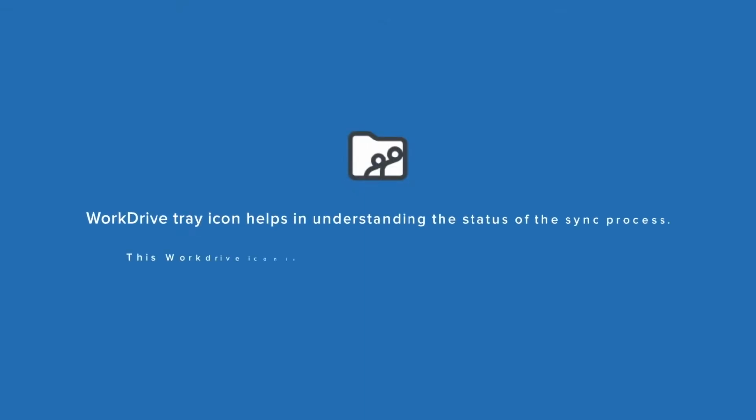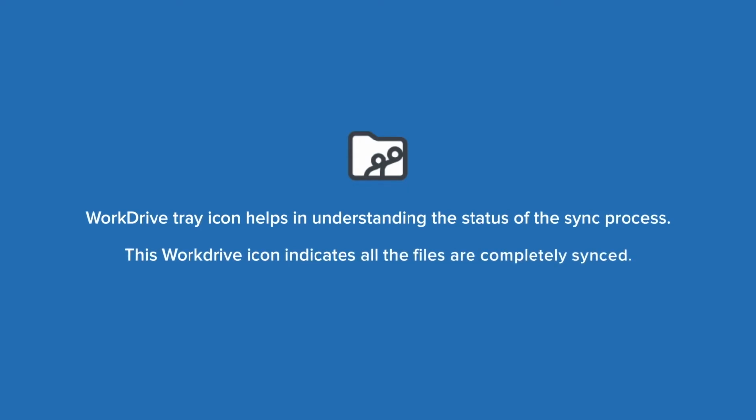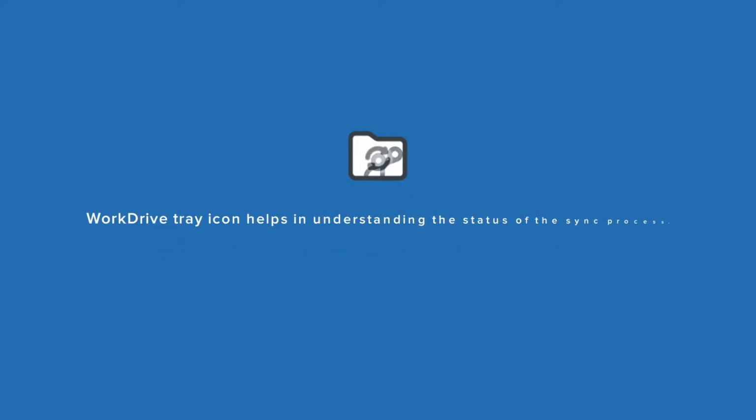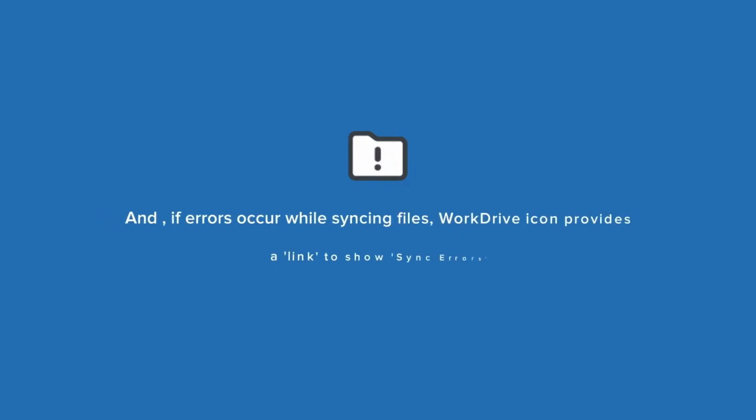WorkDrive tray icon helps in understanding the status of the sync process. The WorkDrive icon indicates all the files are completely synced. If the files are being synced, the sync icon keeps rotating. If you have paused syncing files, a pause sign appears over the sync icon, and if error occurs while syncing files, WorkDrive icon provides a link to show the sync errors.